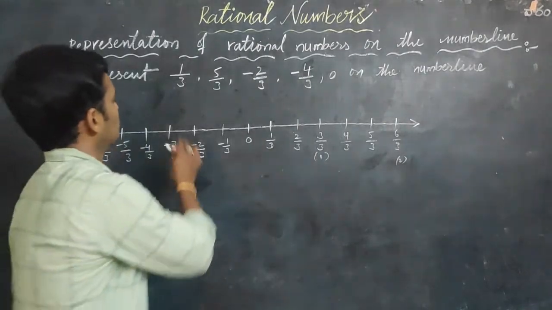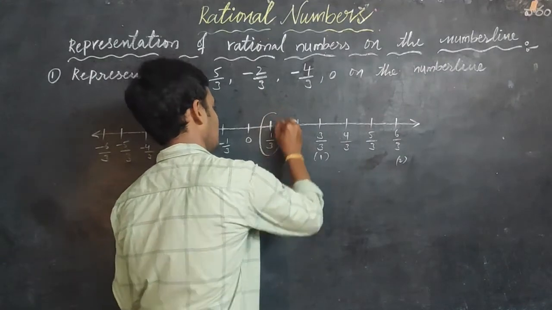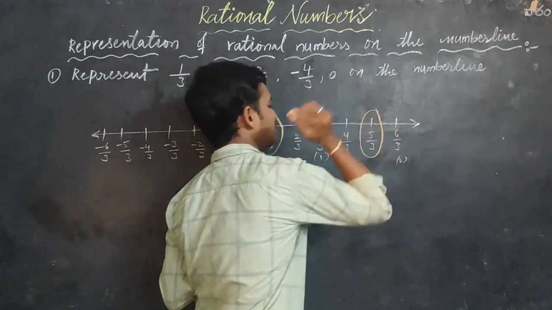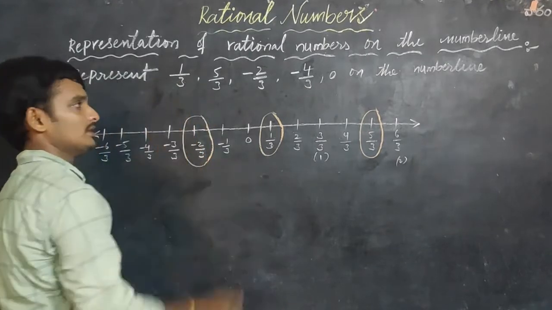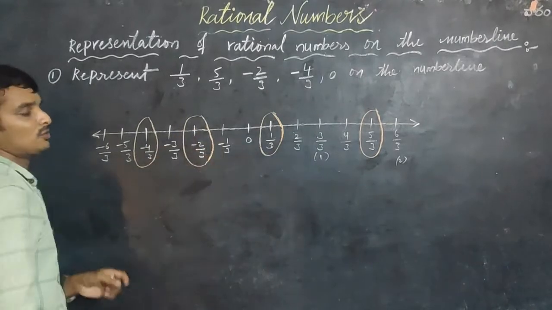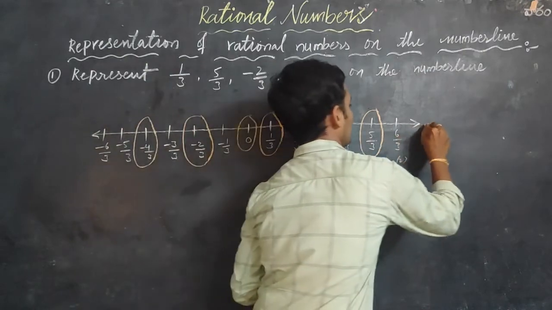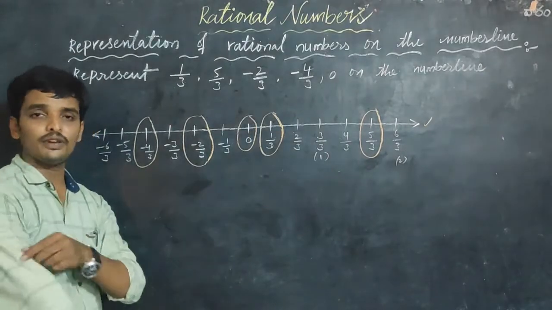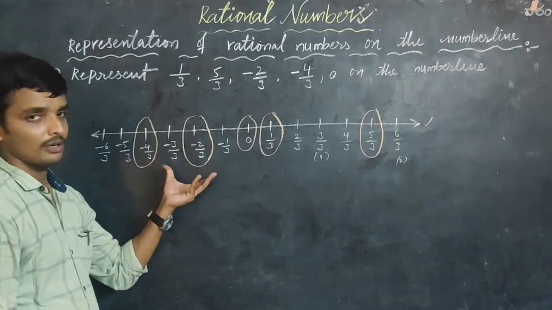Now the first number is 1 by 3. If you want 1 by 3, we can mark the number 1 by 3. What is the next? 5 by 3. Where is the 5 by 3? Here is the 5 by 3. We can mark it. The same way, minus 2 by 3. We also want minus 4 by 3, which is here. This is 0. 0 means 0, not 0 by 3. So we want 0. This is the way of representation of rational numbers on the number line. Are you okay, my dear students?